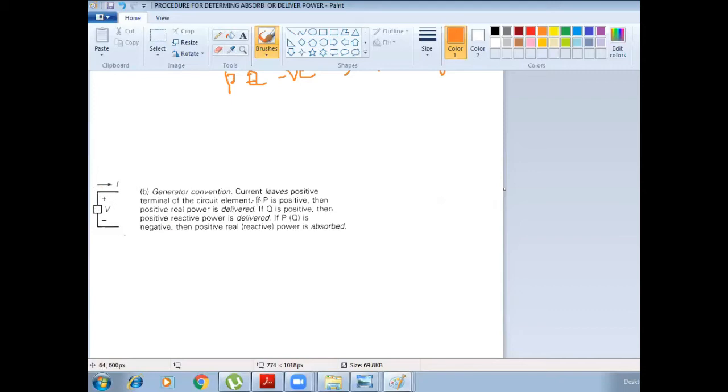Now in this case, if P is positive, then positive real power is delivered, and if Q is negative, then positive reactive power is delivered by the element. So here are two conditions: if P and Q are positive, then positive real power and positive reactive power are delivered by the generator or element.